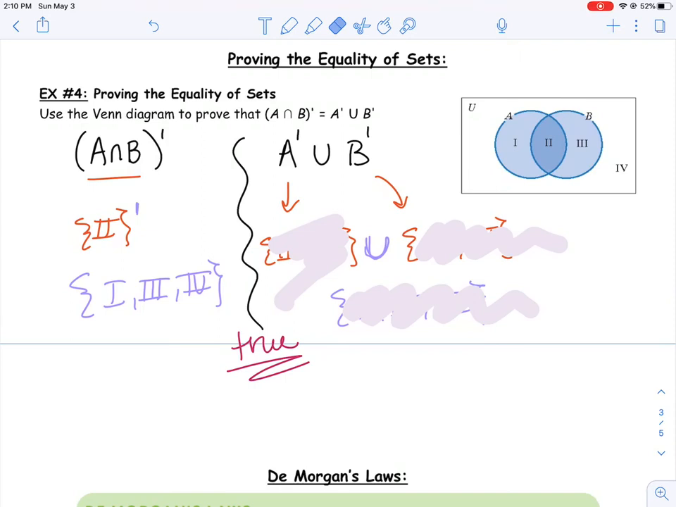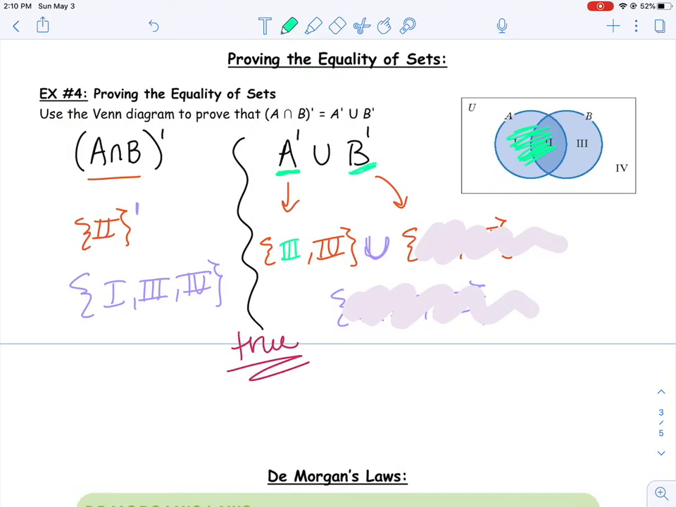On this right side, I don't see parentheses, so I'm going to do each piece separately. I'm going to, at first, list all the elements that are not in A. What regions are not region A? What regions are not in set A would be region 3 and region 4. How's that look? All right, sorry about that.